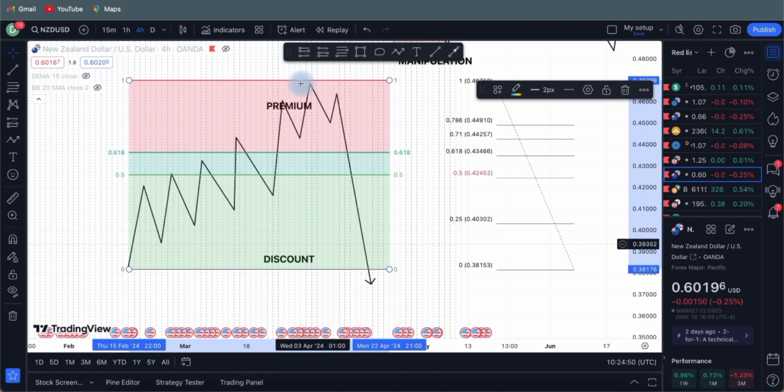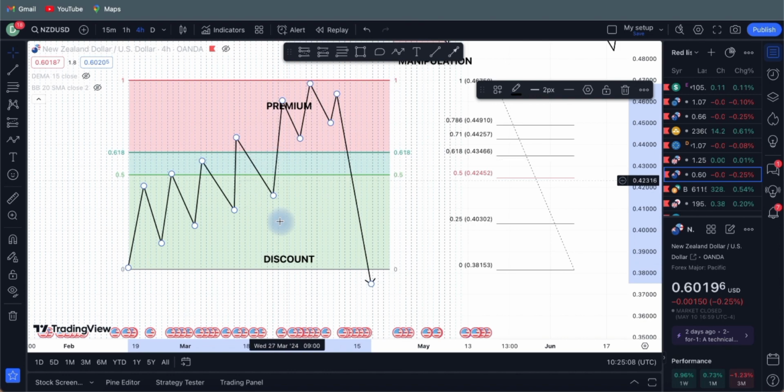You are setting yourself up. Whenever you use your Fib tool or your Gann box, the market should be in the premium zone first before you think about taking sells. And the same thing goes vice versa, the same thing goes for the discount.